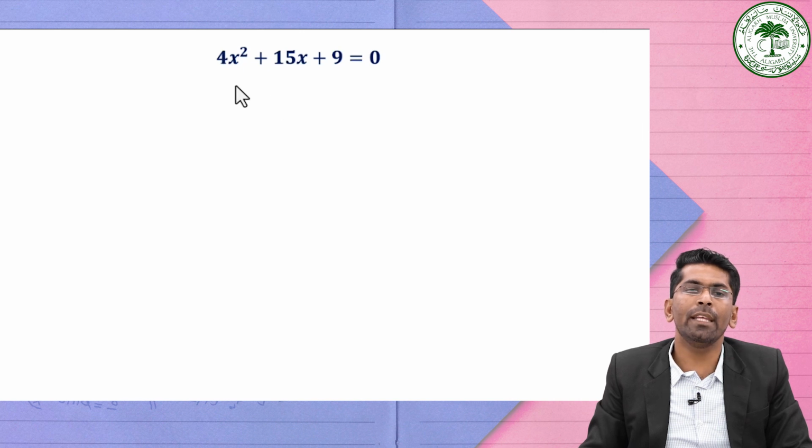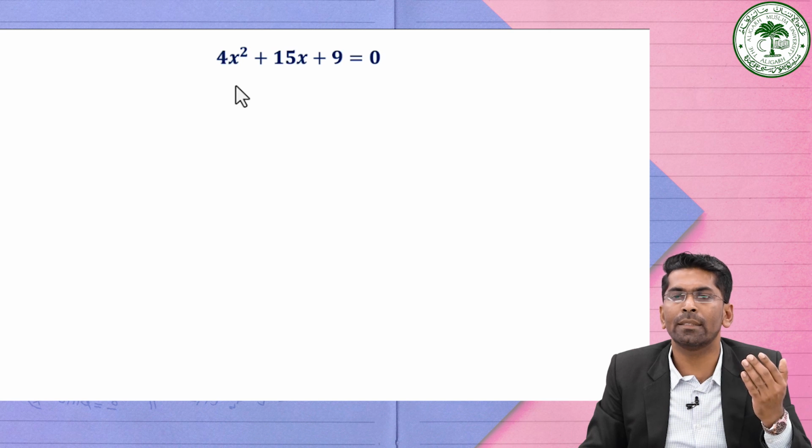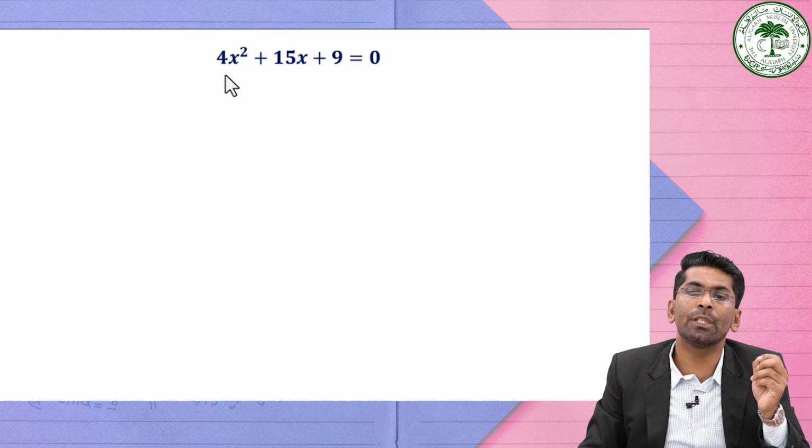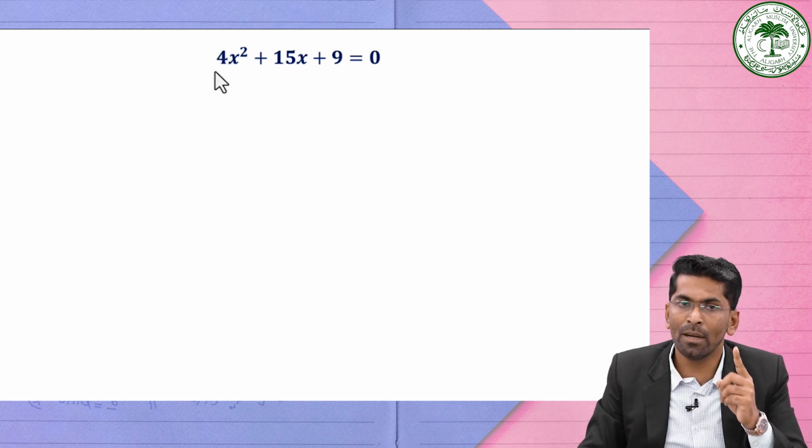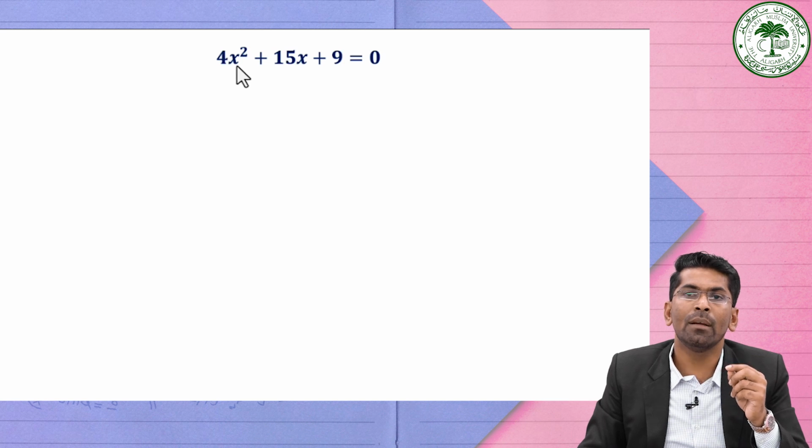Now I am going to take another example. See here, it is a little bit different from the earlier cases. Till now what we discussed were examples of a quadratic equation where the coefficient of x square was 1. But now see, in the given example, the coefficient of x square is equal to 4.